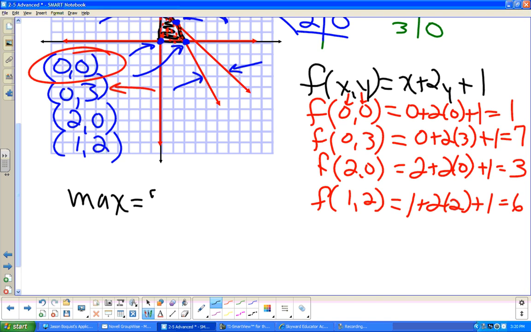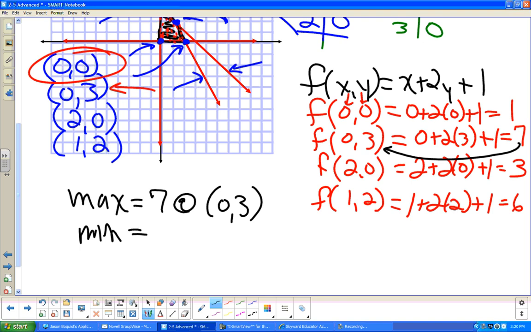Max equals 7 at where? (0, 3). Right, you see how I got that? 7, and it was at (0, 3), right? And the min equals 1, not too surprisingly, at, well, that's kind of a good one, at (0, 0).